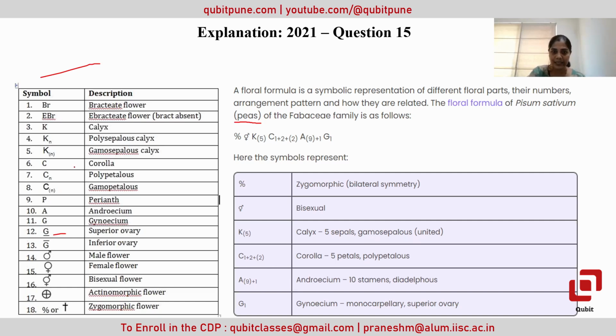At least go through the symbols, and if possible, the four examples that they have given for the floral formula: Liliaceae, Solanaceae, meaning the potato family, then the pea family. These are the classic examples that they have discussed. I will definitely recommend you all to go through those parts, because in earlier papers this is one of the many times asked questions on this particular region.